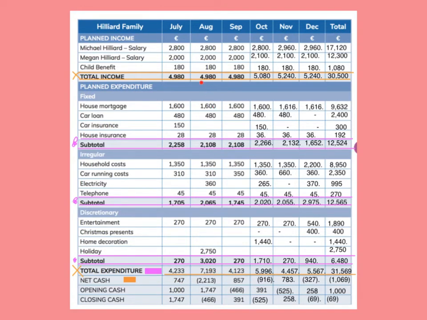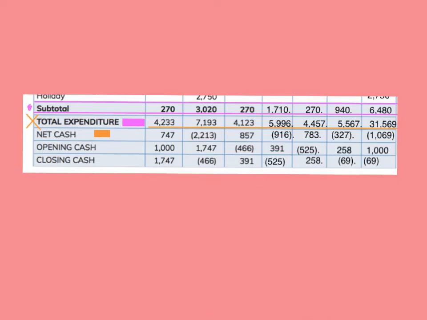So you can see I did 4980, take away the 7193. I did 4980, take away the 4123, got this 857, okay? Did that the whole way along. Again, remember, if it's negative, because obviously they spent more this month than they actually had income, then I put it in brackets, okay? Now, I'm just going to zoom in on the very last part, because that was the part that a lot of people seem to have skipped.